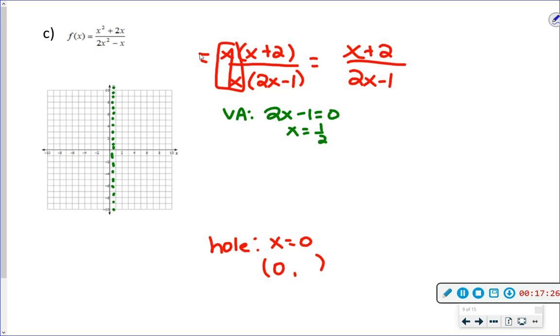If I were doing domain, if it asked for domain, all real numbers, x can equal a half. And I might write out domain for this one, especially since we have a hole in it.